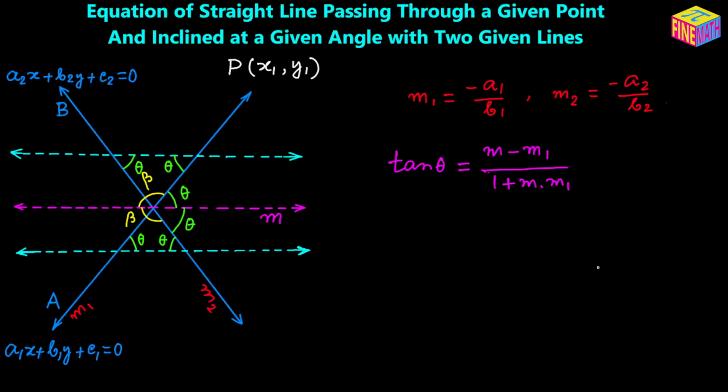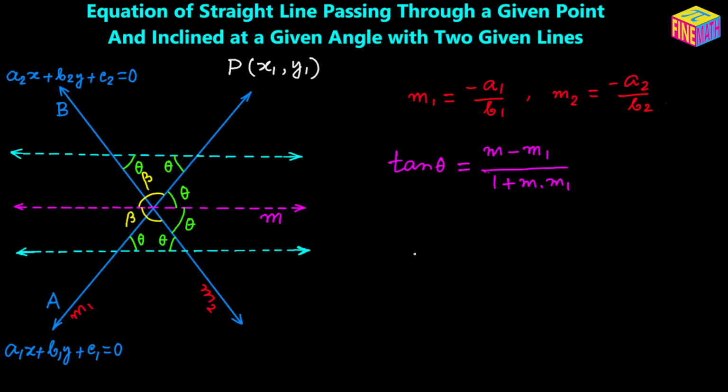I have already created another video where we have derived the angle between two intersecting lines, and in that video you will see that the angle was tangent inverse of (m minus m sub 1) over (1 plus m times m sub 1). So here all I have changed is that I am writing it as tangent of theta, which is equal to (m minus m sub 1) over (1 plus m times m sub 1). I have shared the link of that video in the description. Feel free to watch that video. So for the theta angle between the given line A and our new line in pink color, we can say that tangent of theta is equal to (m minus m sub 1) over (1 plus m times m sub 1).